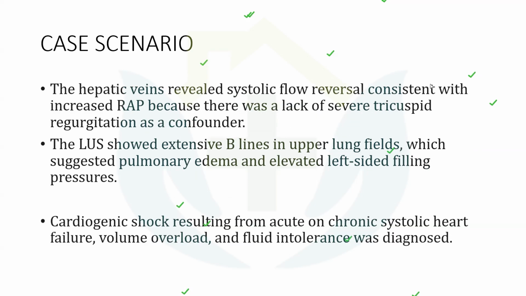As it is inconclusive, we have to look for hepatic vein status, systolic flow reversal consistent with the increased right atrial pressure, because there is a lack of severe respiratory variation in this patient. The lung ultrasound showed extensive B lines in the upper lung field, which suggests pulmonary edema and elevated left-sided filling pressure. So cardiogenic shock resulting from acute or chronic systolic heart failure, volume overload, and fluid intolerance was diagnosed.